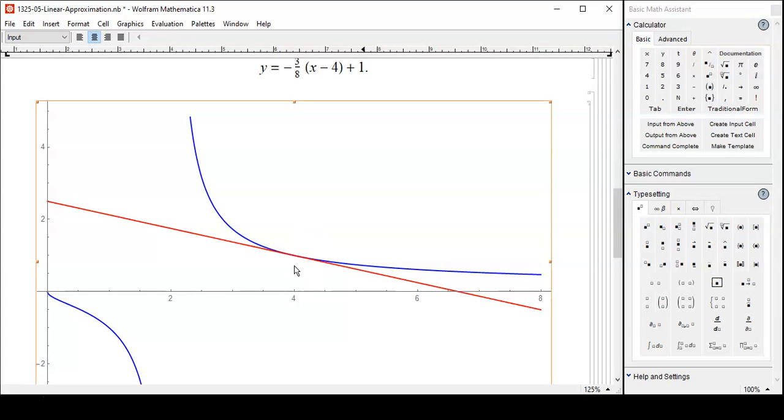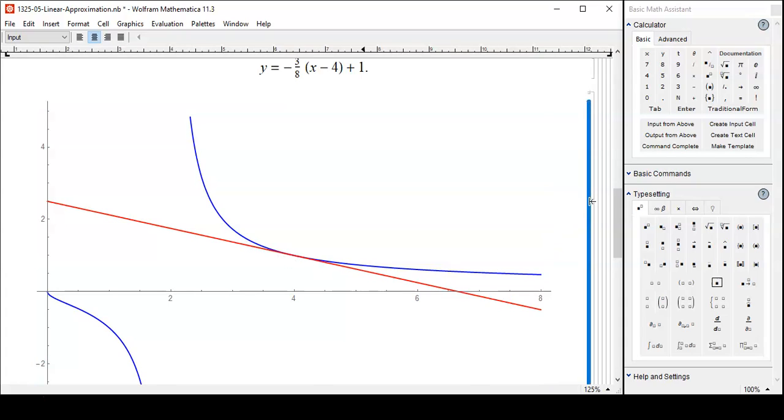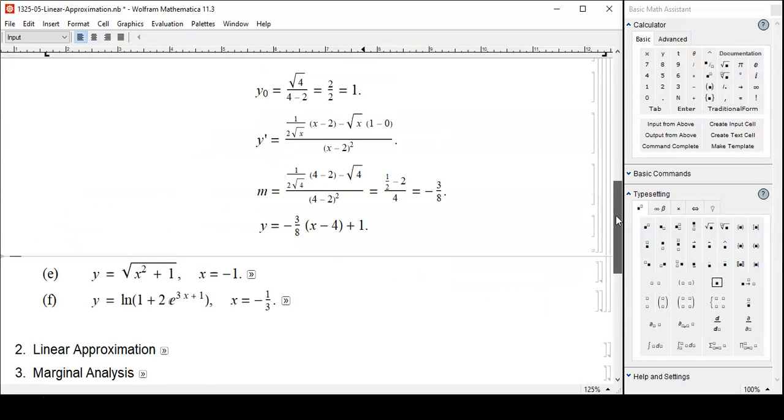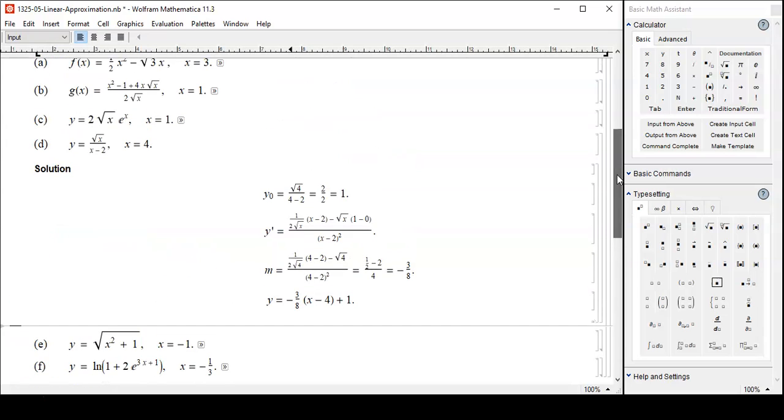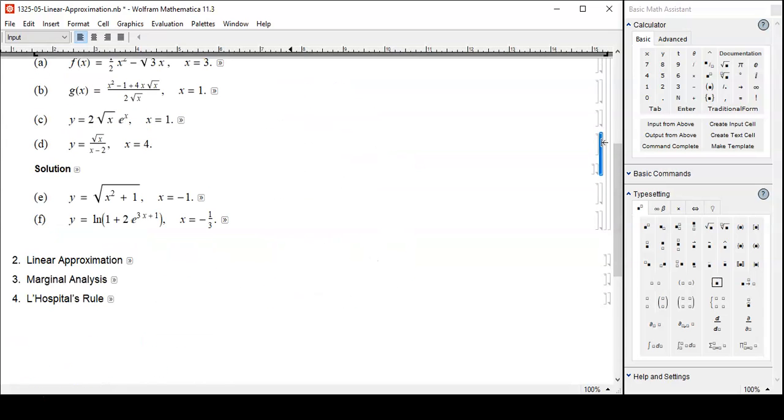Around x equals 4, I can think of many lines, but the tangent line is going to be the best linear approximation. The tangent line will share the most ink, basically. That's how the theory of tangent line and the theory of linear approximation are linked together.